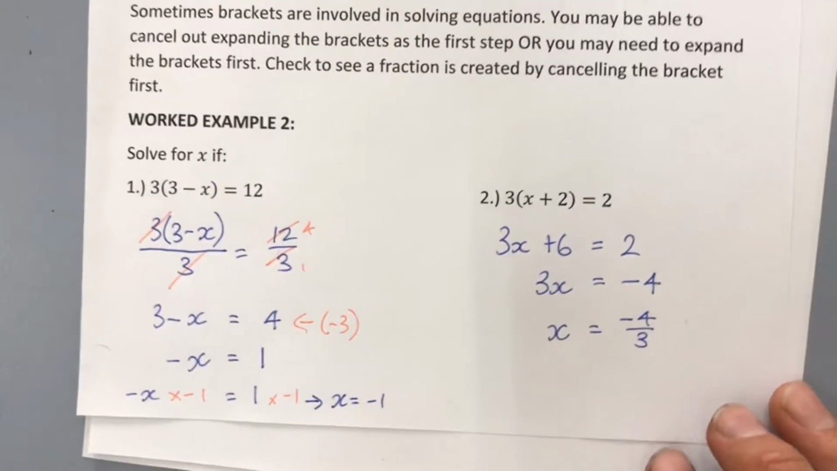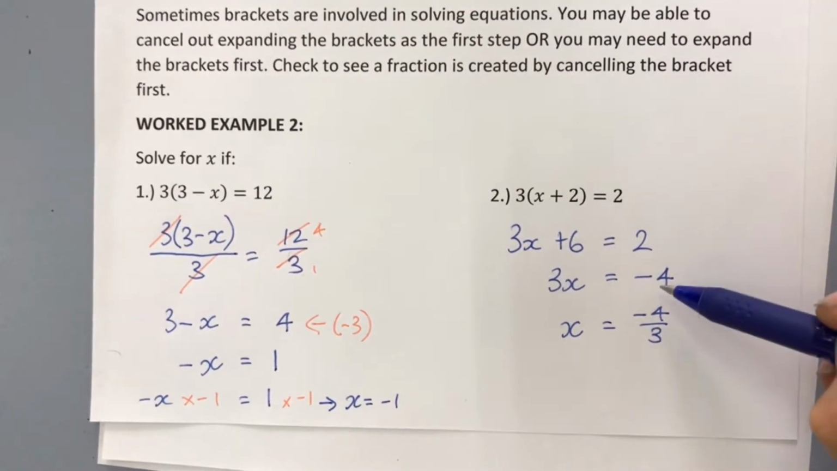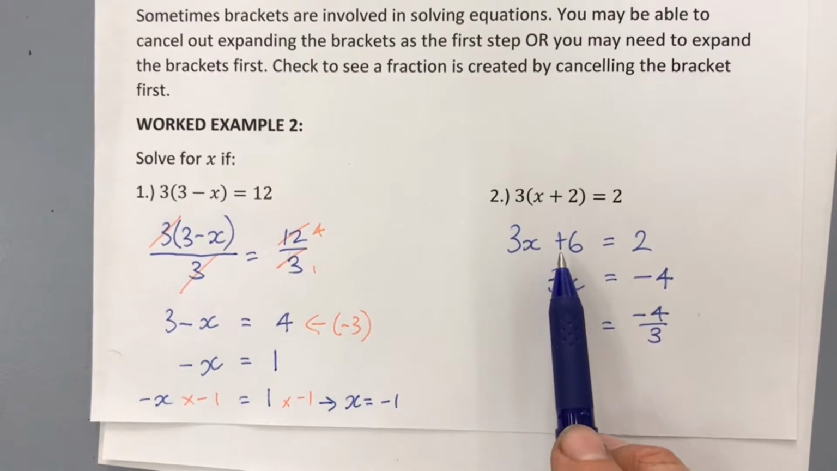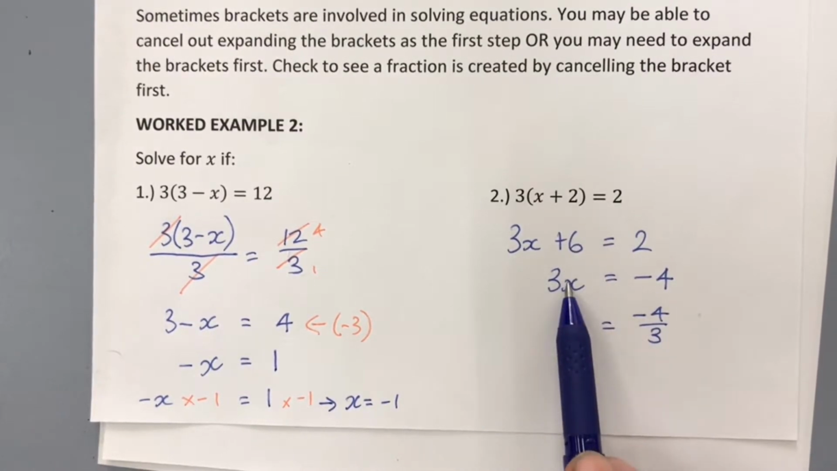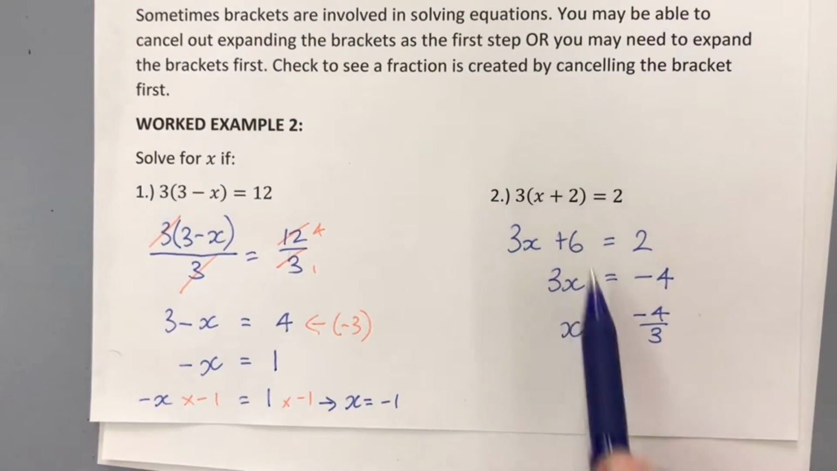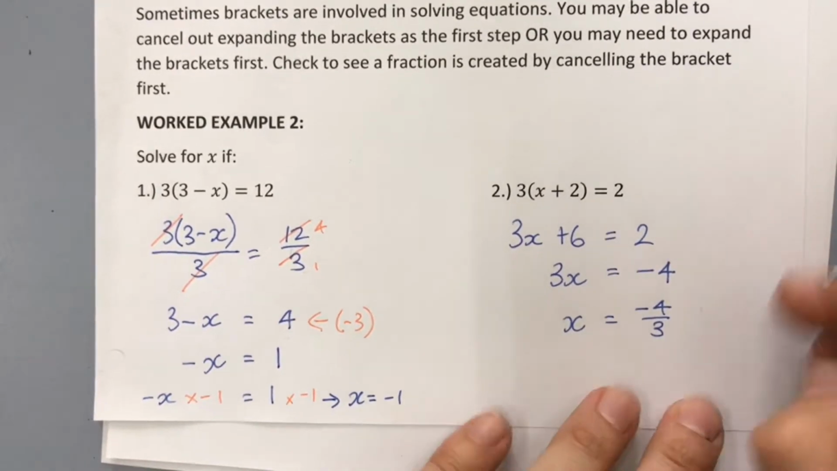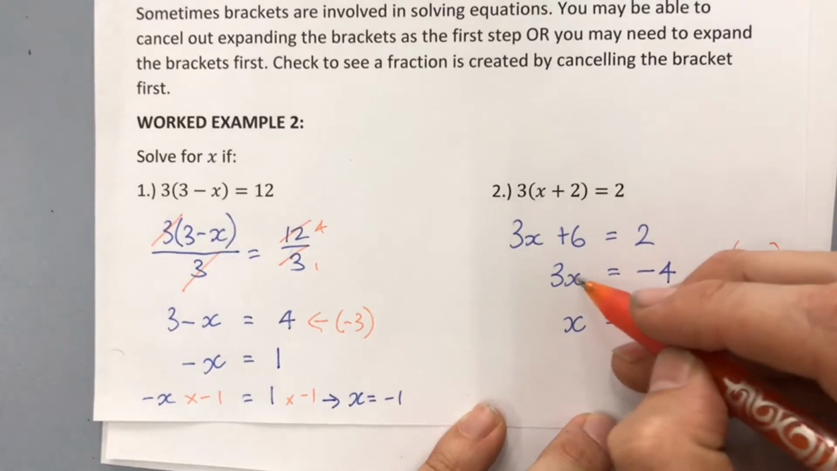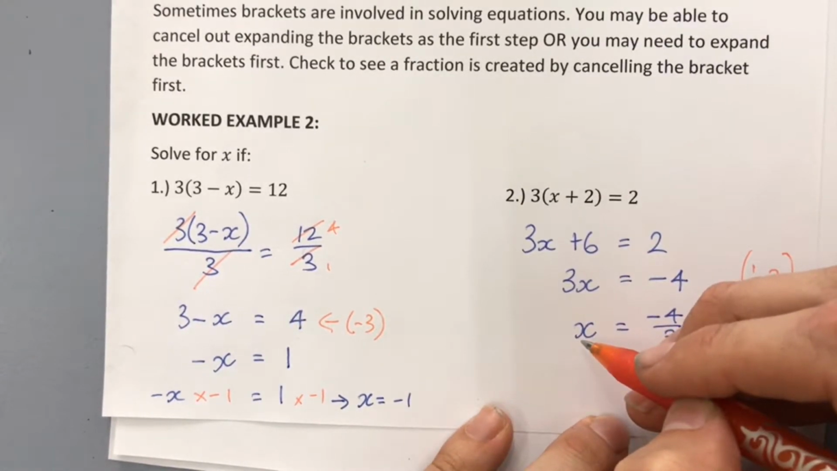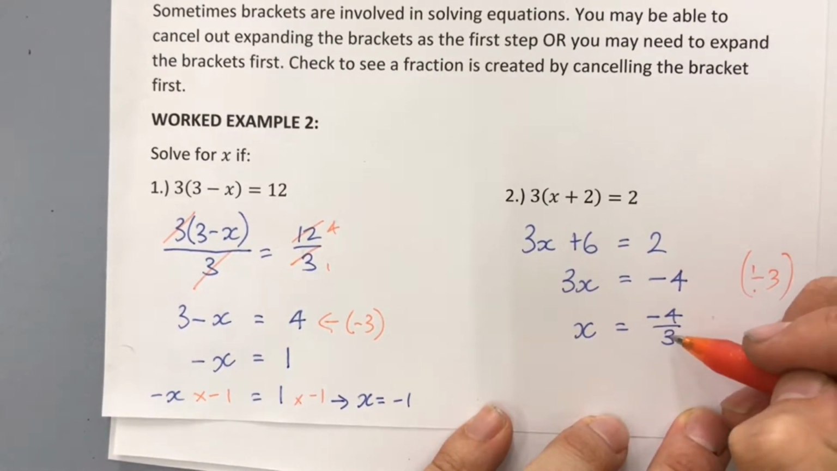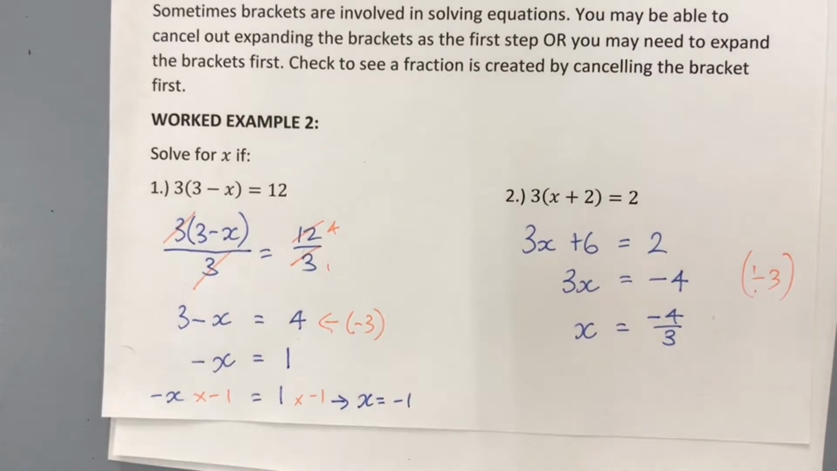Thomas, how do you go from the second line to the third? So from here to here, we took away 6 from both sides. And from this one to the last one, we divided by 3. So 3x divided by 3 gives x, it cancels out the 3. -4 divided by 3 gives you -4 over 3. Okay? All right.